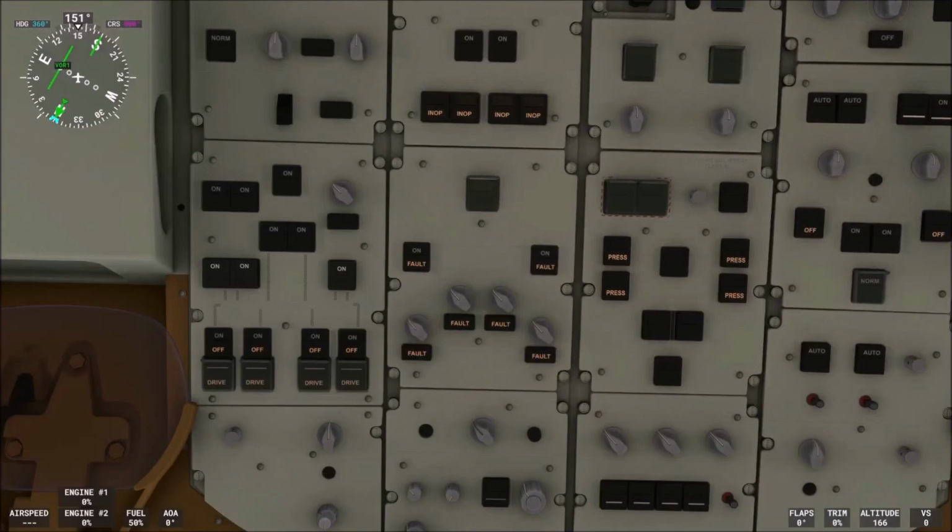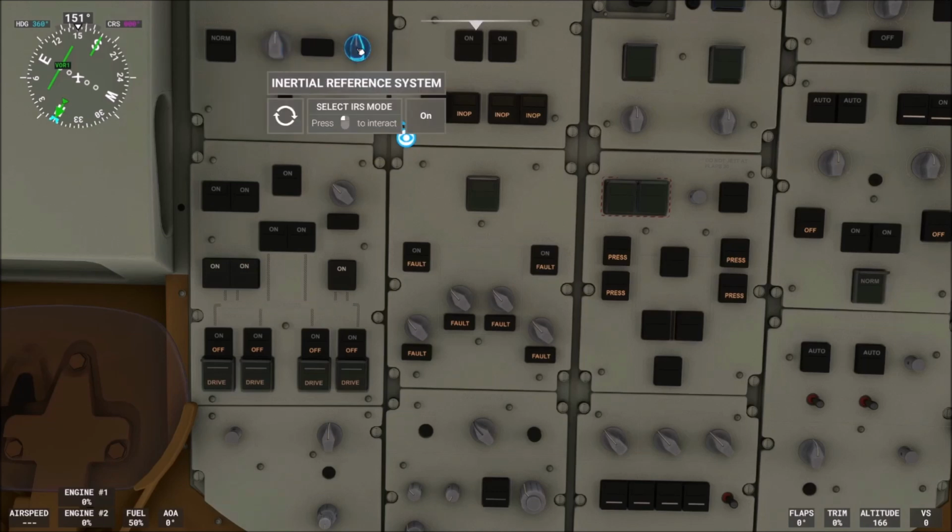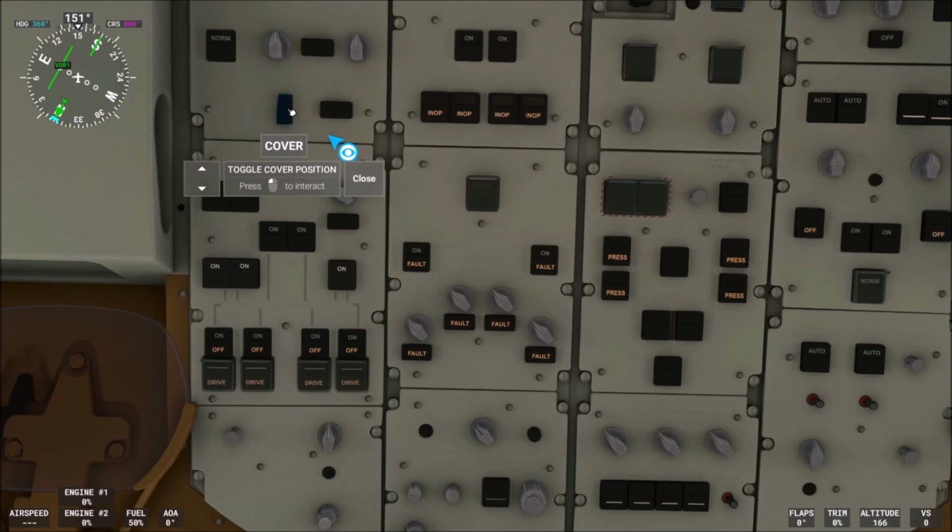Then we have the computers disconnect switch, and you check here exactly under the inertial reference system, the two knobs of the inertial reference system, guards are closed. And here also I have a remark for later. So here you don't touch anything at the moment, it is just fine.